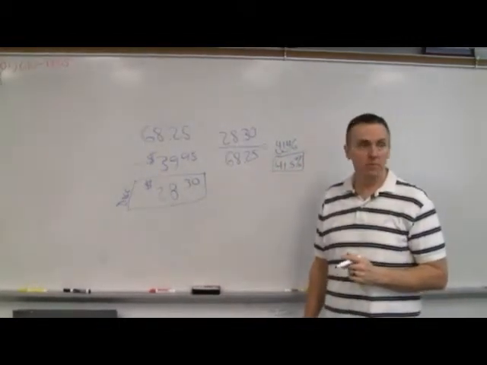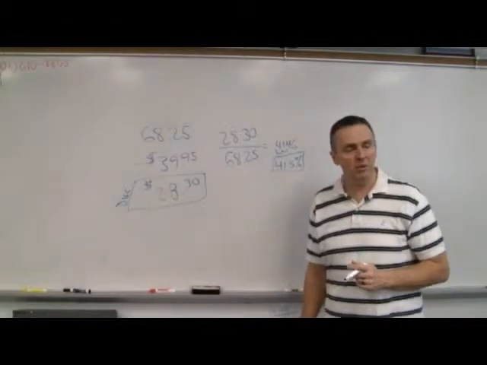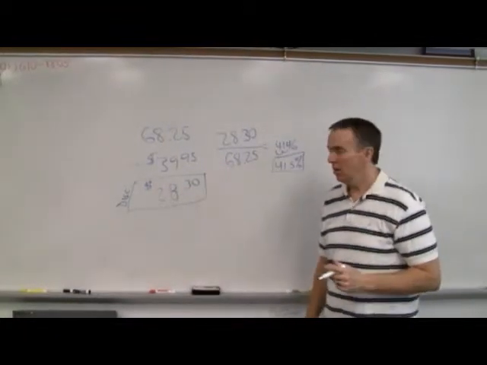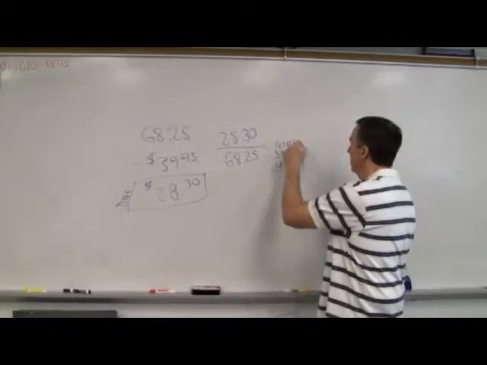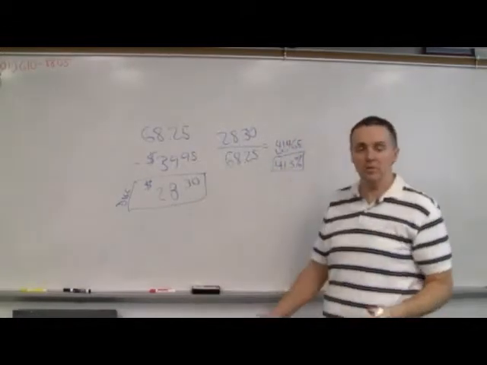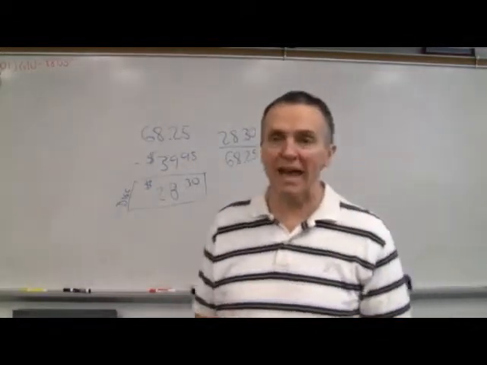Everybody got it? It's technically 0.41465. If you round up after the last number, the 6 will be a 7. You're absolutely right. Okay, questions about that?